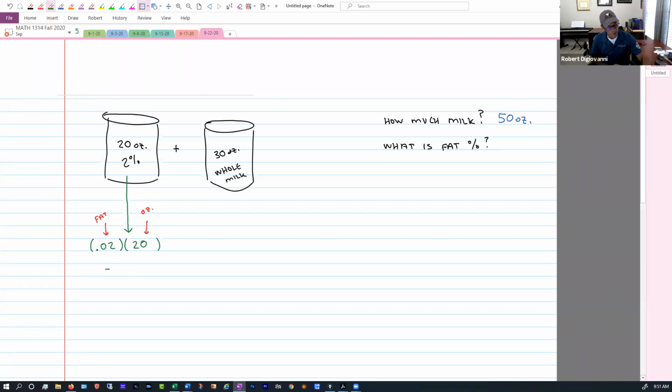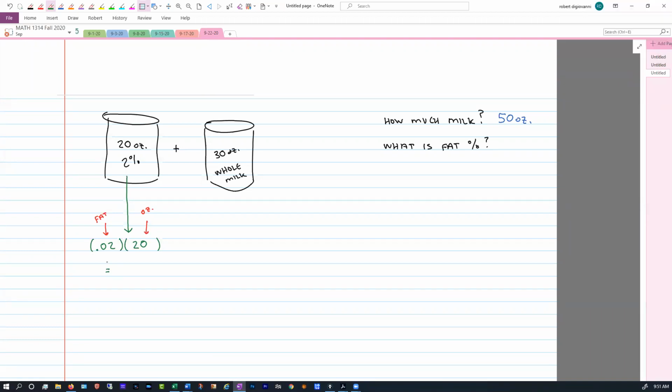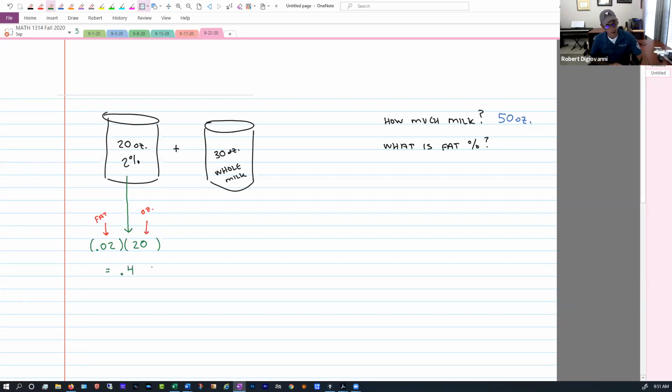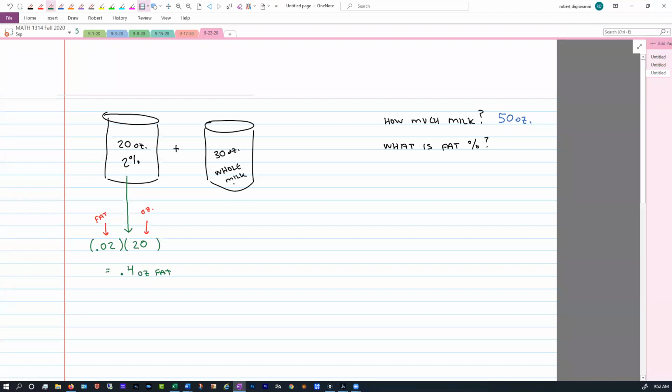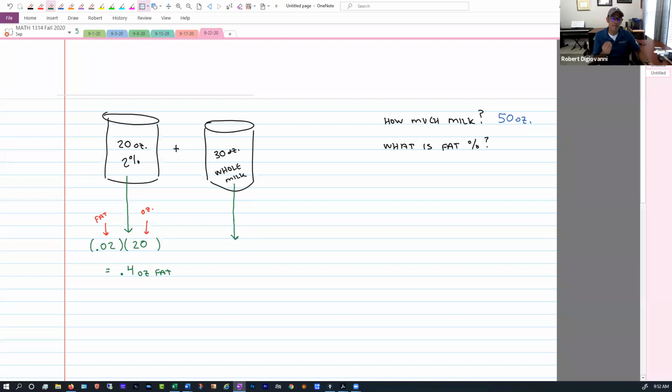So 0.02 times 20 gives you what? 0.04? All right. My brain doesn't want to work today. 0.4, that's right, 0.4. Okay, 0.4 ounces of fat. Good job, Abby.